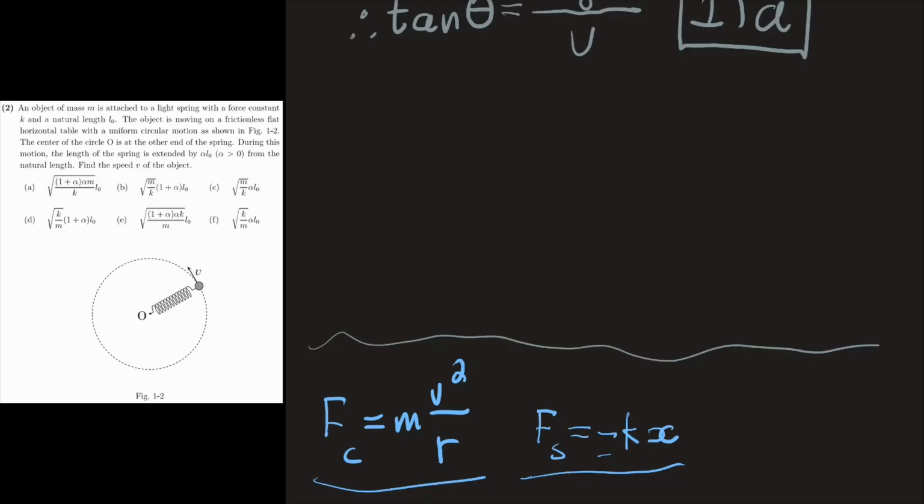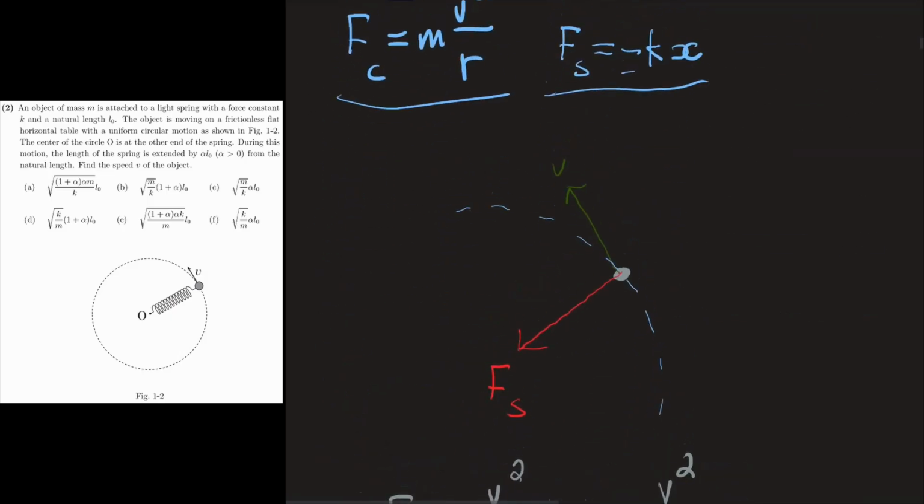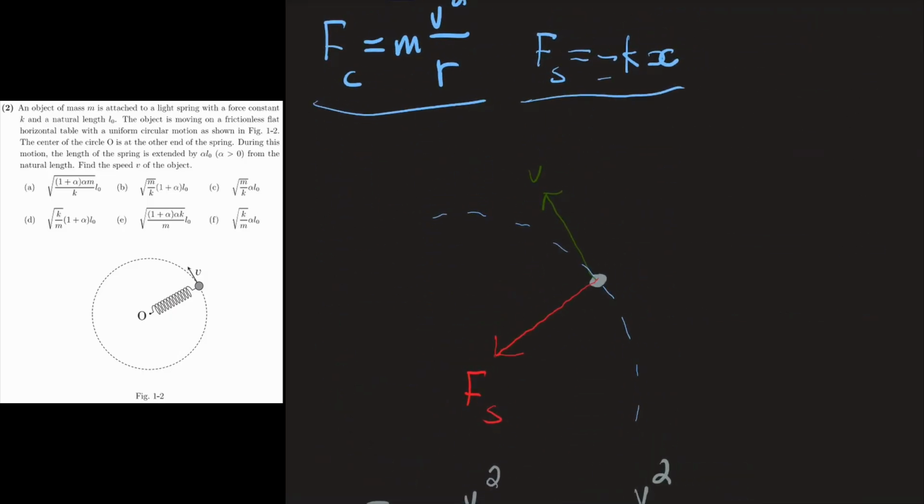So the mass is moving in uniform circular motion on a flat, frictionless surface. That means that the only net force acting on it is the force moving the mass around the circle. So it looks something like this. So that force right here, F sub s, is centripetal since it's creating uniform circular motion, and it is provided by the spring, meaning the force of the spring is a centripetal force. Here I labeled the spring force as F sub s.